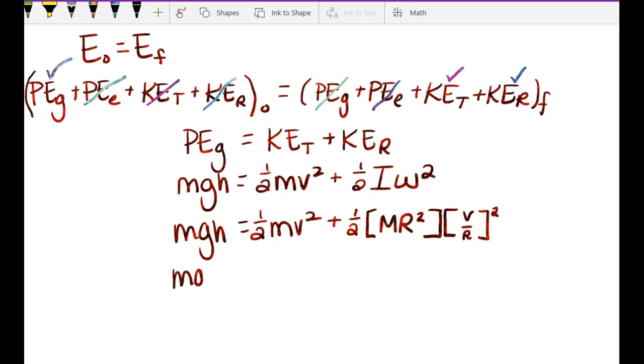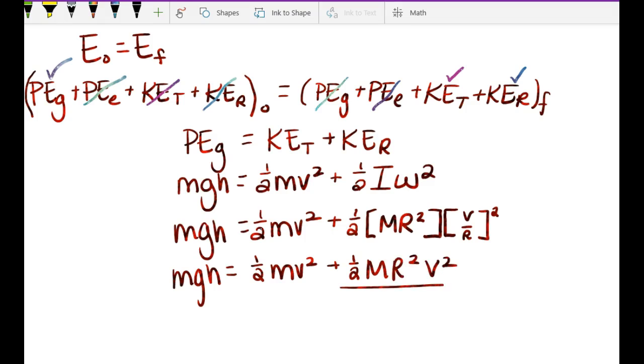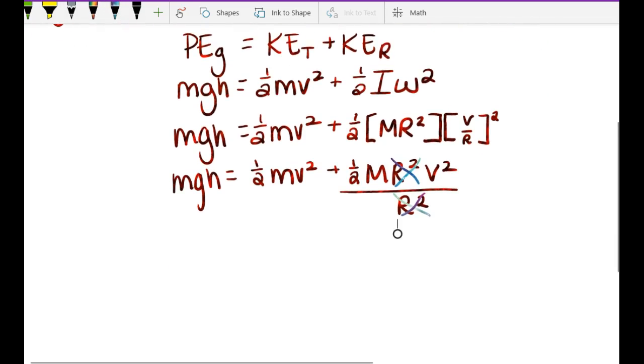So you can go through and solve and distribute. You get mgh is equal to 1/2 mv squared plus 1/2 mr squared v squared divided by r squared. So there's a lot of things going on here. But since you have an r squared on the top and the bottom, we are able to get rid of it on both spots. So you end up with mgh is equal to 1/2 mv squared plus 1/2 mv squared.